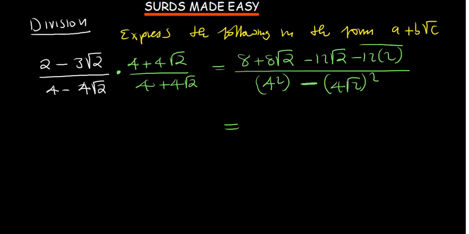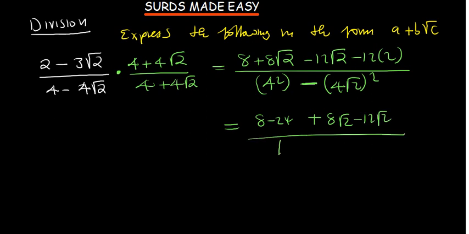12 times 2, we know that is a 24, so that will be negative 24, like terms with this one. So that will be 8 minus 24. Okay, and then we have got this and this, these are also like terms. That will be plus 8 square root of 2 minus 12 square root of 2. In the denominator, 4 squared, we know that is 16, minus this 4 squared, that is a 16, and then the root of 2 squared, that will just be a 2, because the root and the square, they cancel.